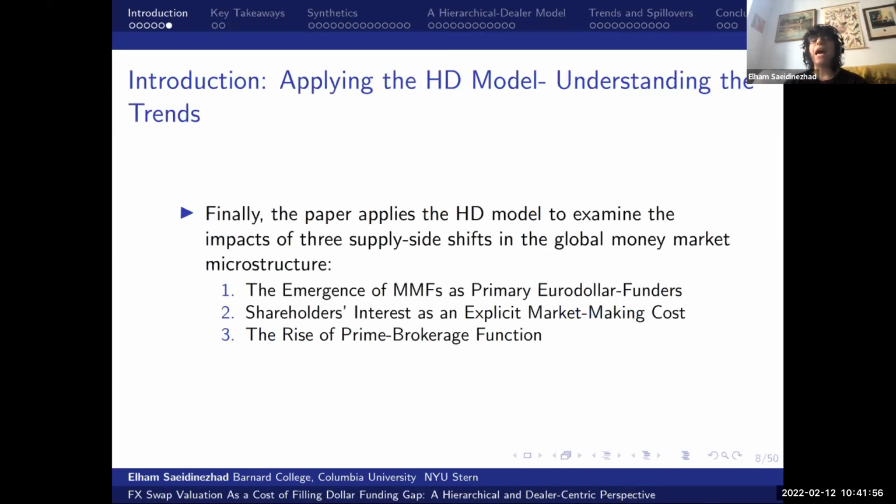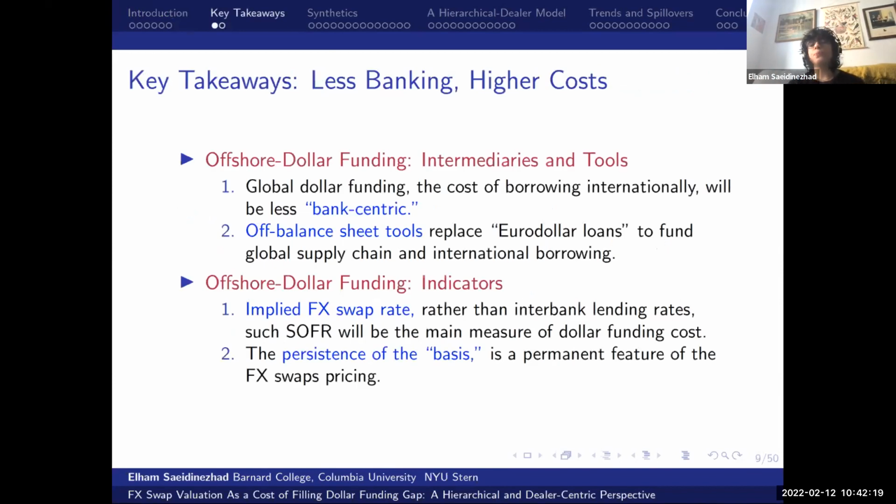What I do next is that I have identified three trends that are reshaping the FX swap market. These trends are changing the supply side, or the dealer side, of the FX swap market. The goal is to use this model to finally understand the impact of these trends on dollar liquidity and also the price of FX swap. So the key takeaway of this paper is that, when it comes to intermediaries and the tools in the offshore dollar funding market, we are going to see structural changes in market microstructure in the Eurodollar market.